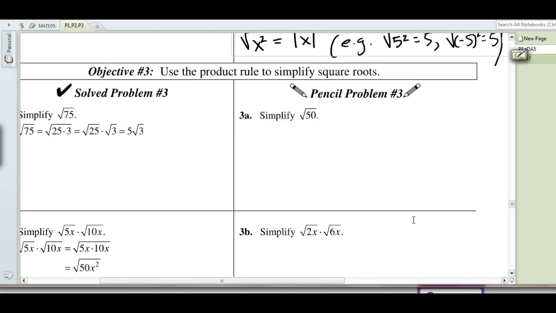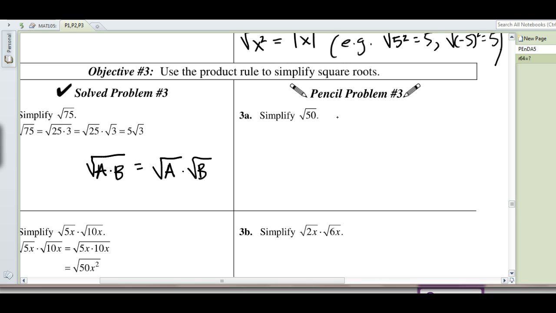Alright, simplify the square root of 50. So one of the things that we can do when we have square roots is we have a little rule. If you have the square root of a times b, this is the same as doing the square root of a times the square root of b. So we can simplify square roots by identifying numbers that we know are perfect squares and then writing them separately. So how would we do that here?